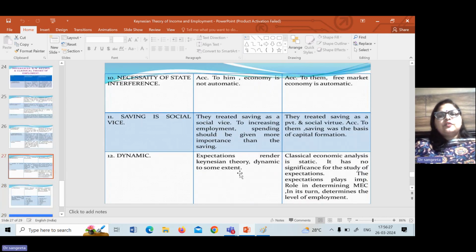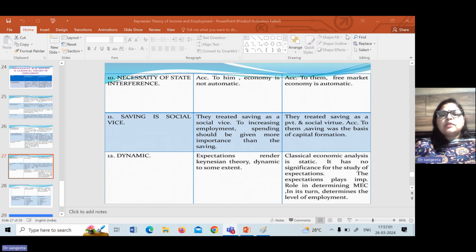Next is the necessity of state interference. In the Keynesian theory, Keynes states that market forces, demand and supply forces, cannot balance the economy as a whole. Government needs to interfere in economic activities. And according to classical theory, there is no need of government interference. Market is free and automatic. Keynes treated saving as not socially wise.